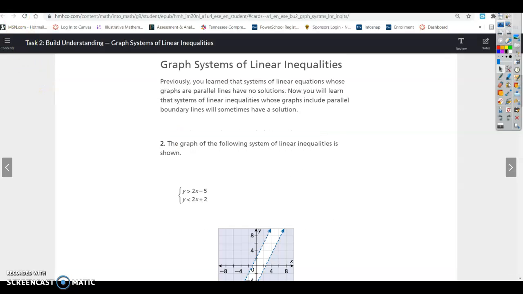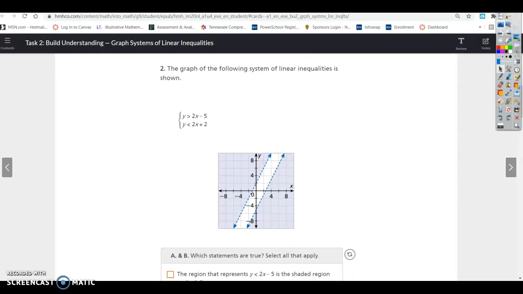Lesson 10.2, this is task 2. All right, it says graph systems of linear inequalities. Previously, you learned that systems of linear equations whose graphs are parallel lines have no solution. Now you will learn that systems of linear inequalities whose graphs include parallel boundary lines will sometimes have a solution. All right, so let's look at an example. The graph of the following system of linear inequalities is shown.